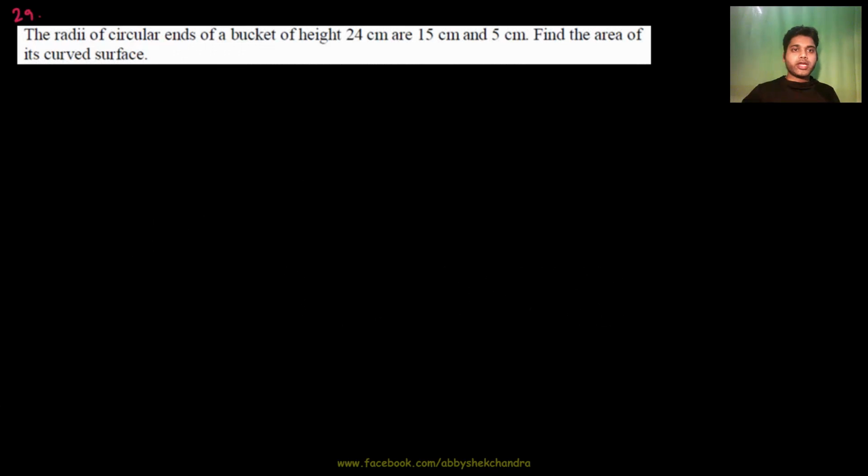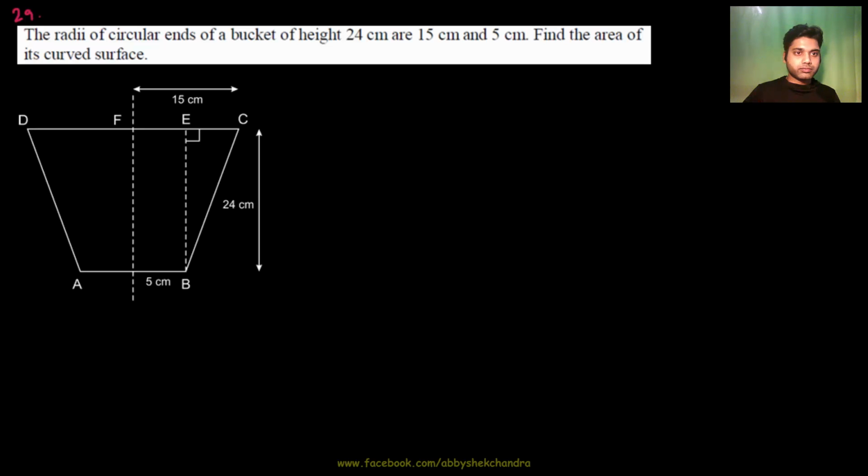Question 29. The radii of circular ends of a bucket of height 24 centimeters are 15 centimeters and 5 centimeters. Find the area of its curved surface. Let me show you the figure for it. So this is the bucket. Let's call this point O. We know the curved surface area of such a figure is given by pi into R plus r into L, where L is the slant height, which will be equal to BC. So first we'll find BC in this figure and then we'll substitute to get the curved surface area.